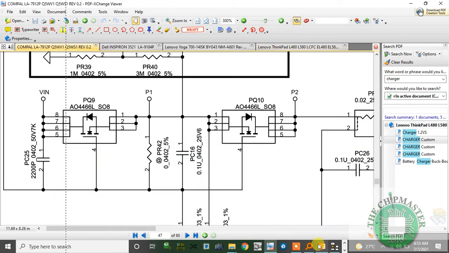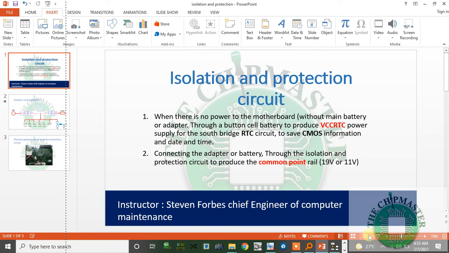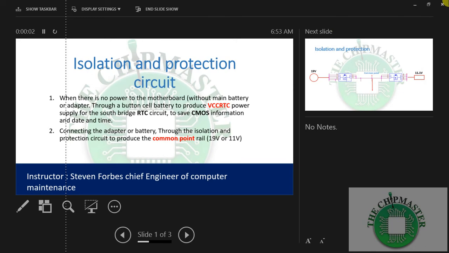Alright, so let's go back to the presentation. As you can see, the isolation and protection works through the battery or the adapter to produce the common point.